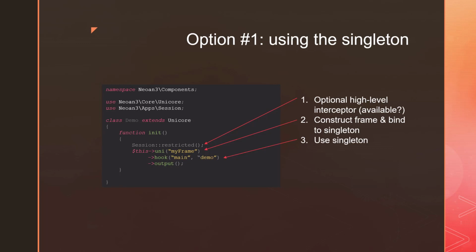So what do we see here? First, there is a high-level interceptor. That's more or less like a demo. Normally you will have your session initiated in the frame. So this example would not work with the demo that you download out of the box. If you install a clean neoan3 installation, you won't even have a session app installed. But the idea of why I'm showing it anyway is pretty simple.